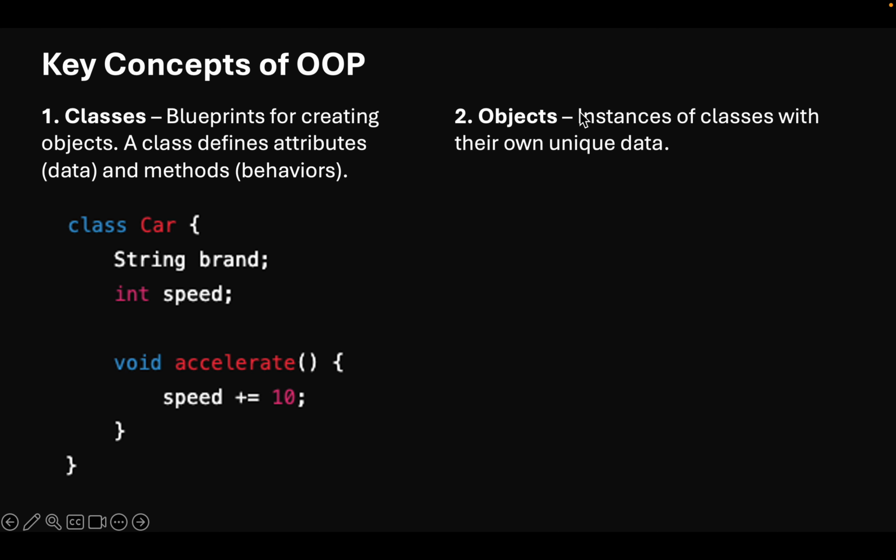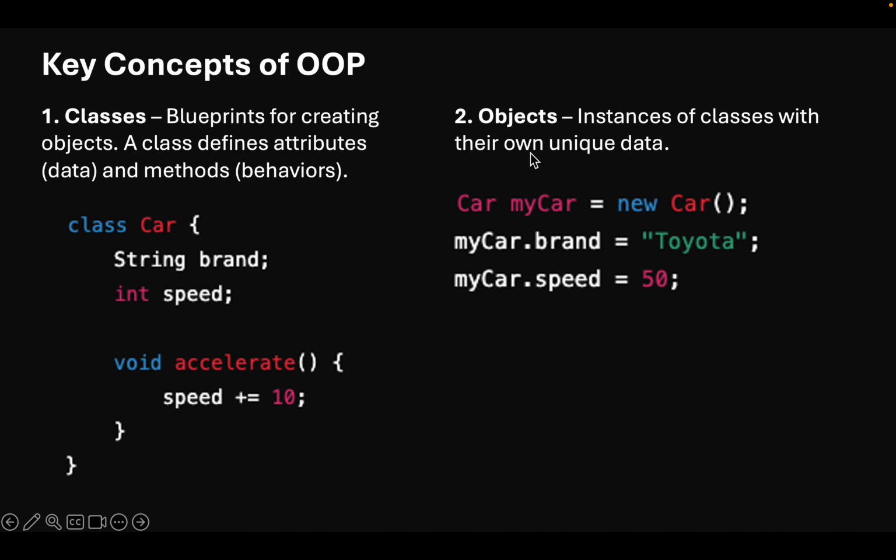So it's a more unique object from that class. For example, in this case, we can have a car called brand Toyota. So my car brand Toyota, which this is the brand and this is the speed. Now to create an object, this is the way to create an object, this line.